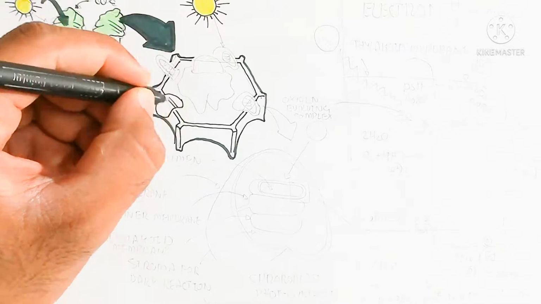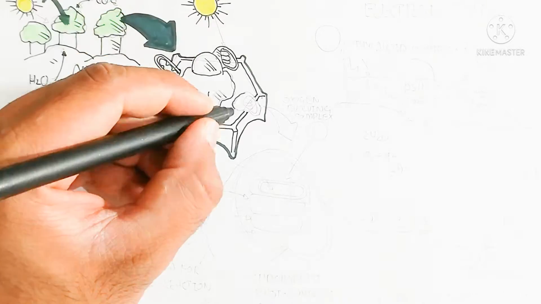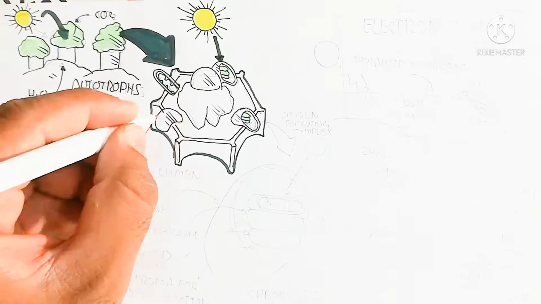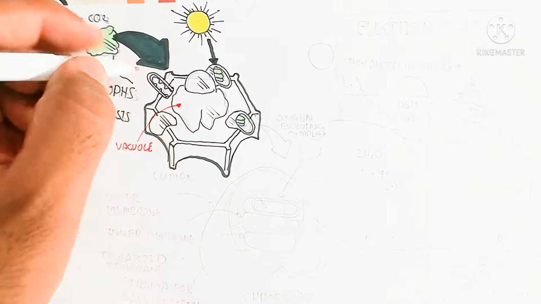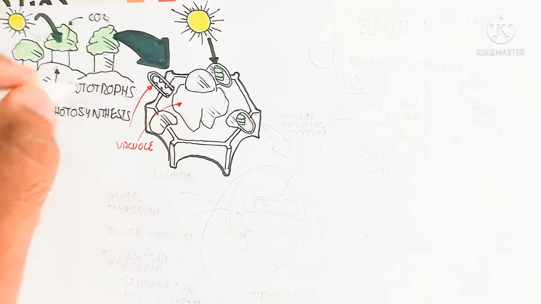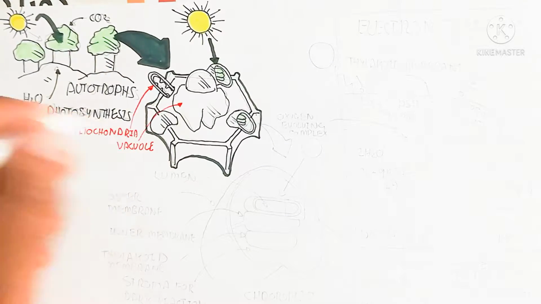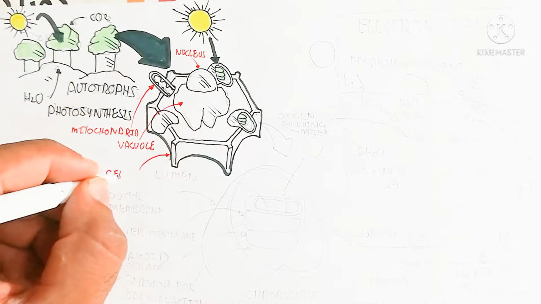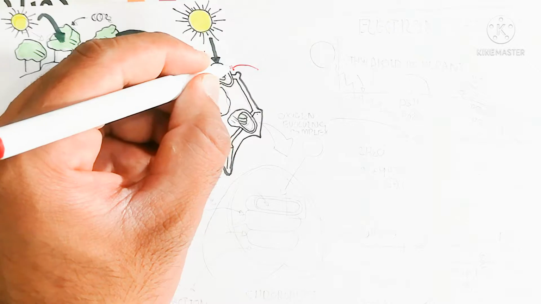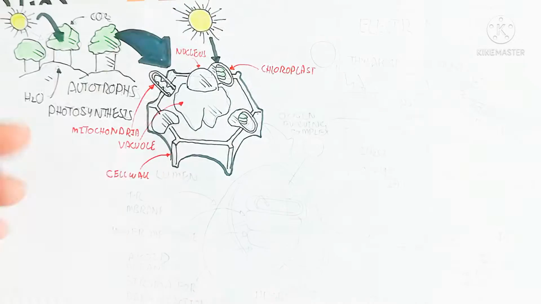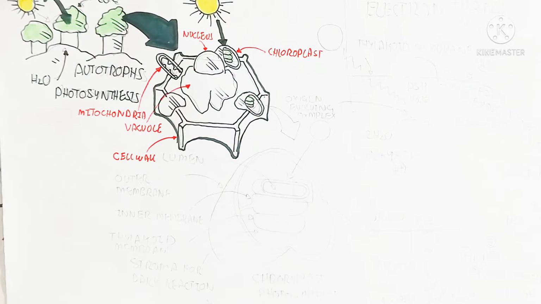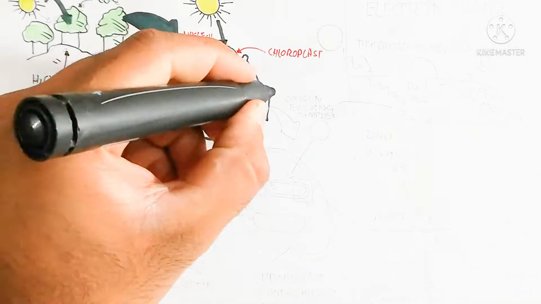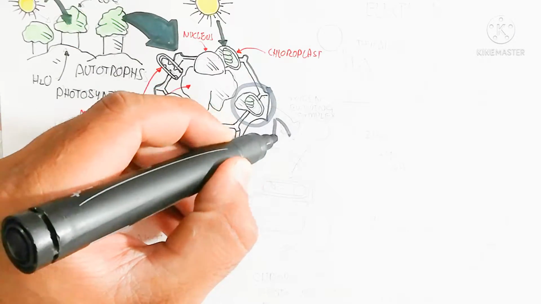So carbon dioxide fixation and water lead, in the presence of light and chlorophyll, to produce glucose. This is the plant cell that uses photosynthesis. Here is the nucleus, vacuole, mitochondria, and chloroplast. Chloroplast is a very important organelle, and this is the cell wall. Chloroplast is used for photosynthesis and produces glucose.